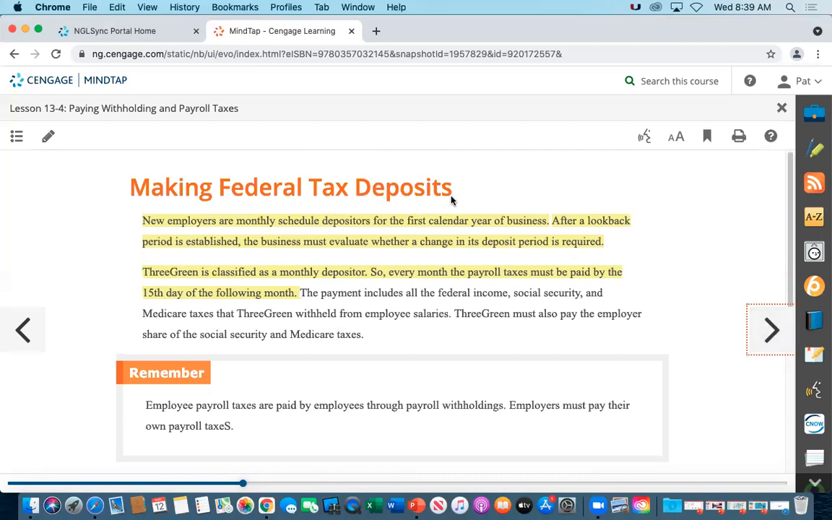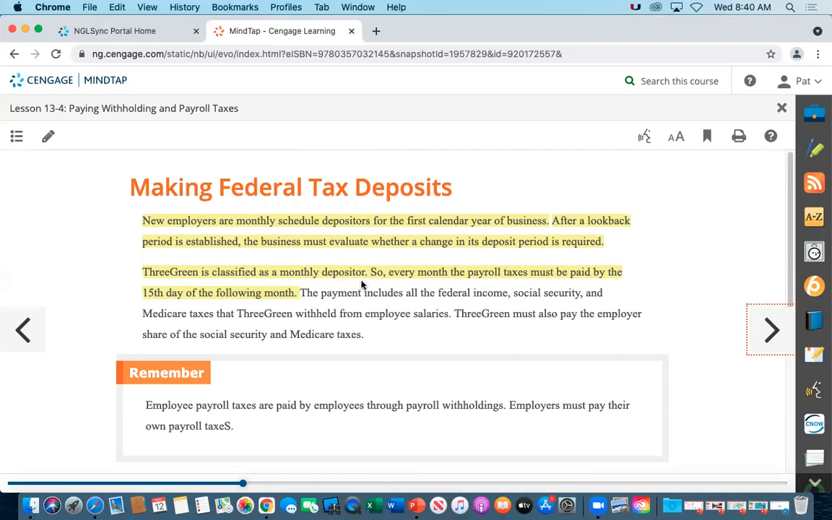Making federal tax deposits, payments, okay? This isn't like test stuff, but this is just some background, okay? Employers are monthly schedulers for the first calendar year of the business. After a look back period, the period where they look at the 12 months and decide, should you be paying these deposits or paying these taxes more frequently? Okay, then a change will be made. But if you're a new business, you get this first year to kind of figure all that out.